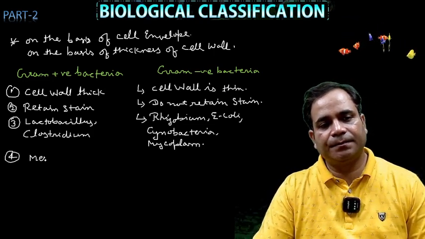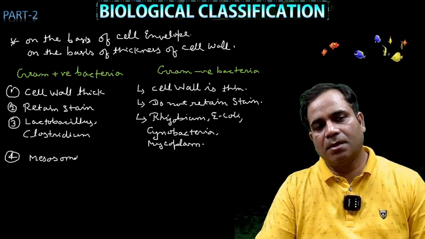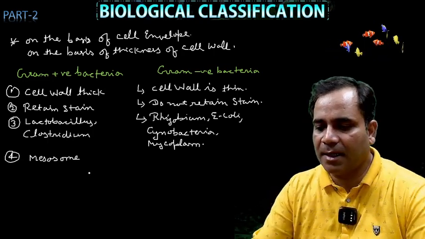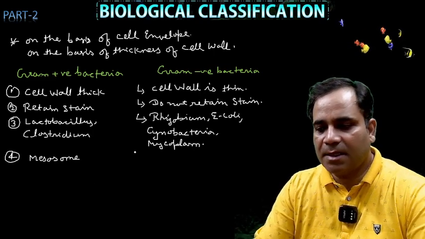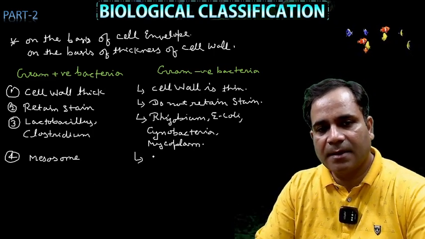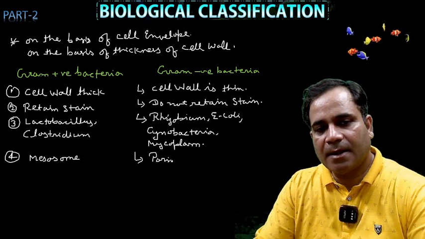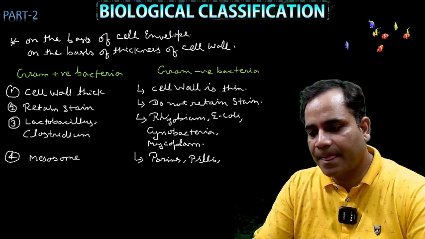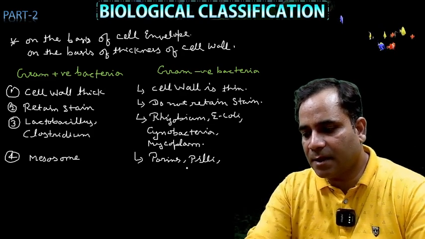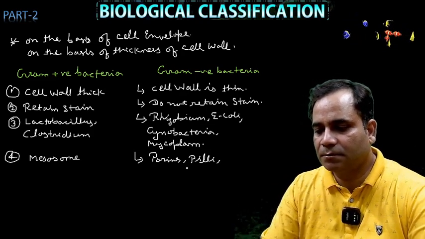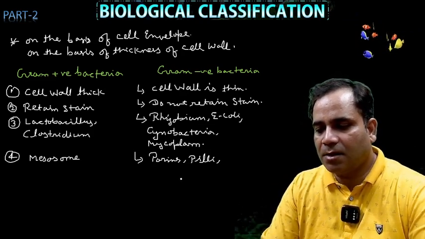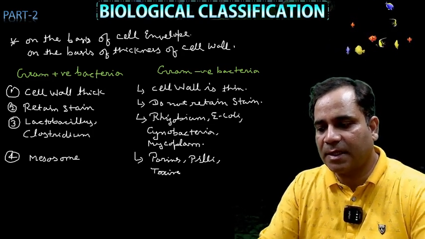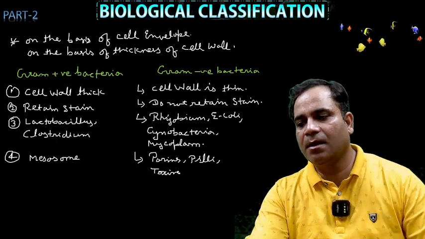Now gram positive bacteria contain mesosome, while in gram negative bacteria, porins are present, that is openings, along with villi and toxin. So that's what this PPT says. Clear?